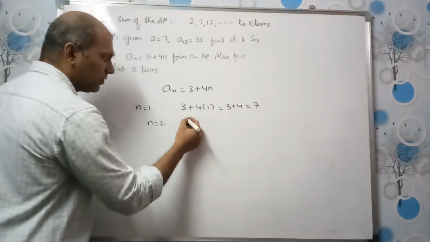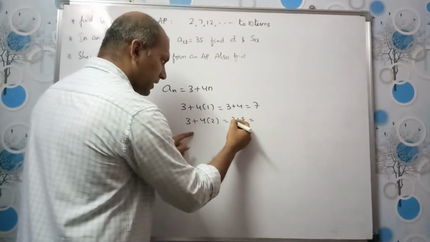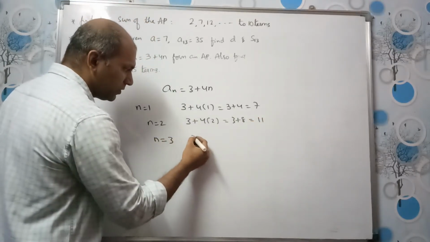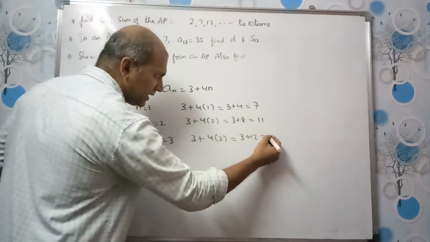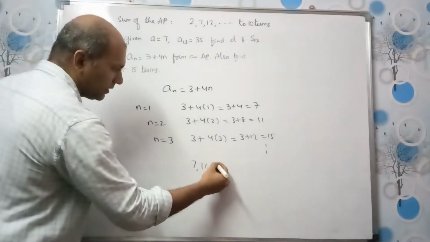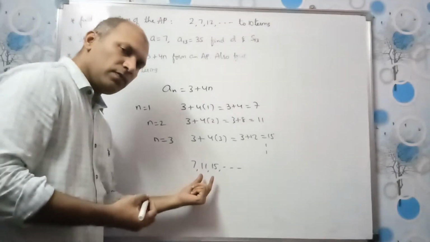If you take n equals 2, 3 plus 4 into 2, so this is 8. 3 plus 8 is how much? It is equal to 11. If you substitute n equals 3, this is 3 plus 12, equal to 15, and so on, right? So we need to show that this is forming an AP.